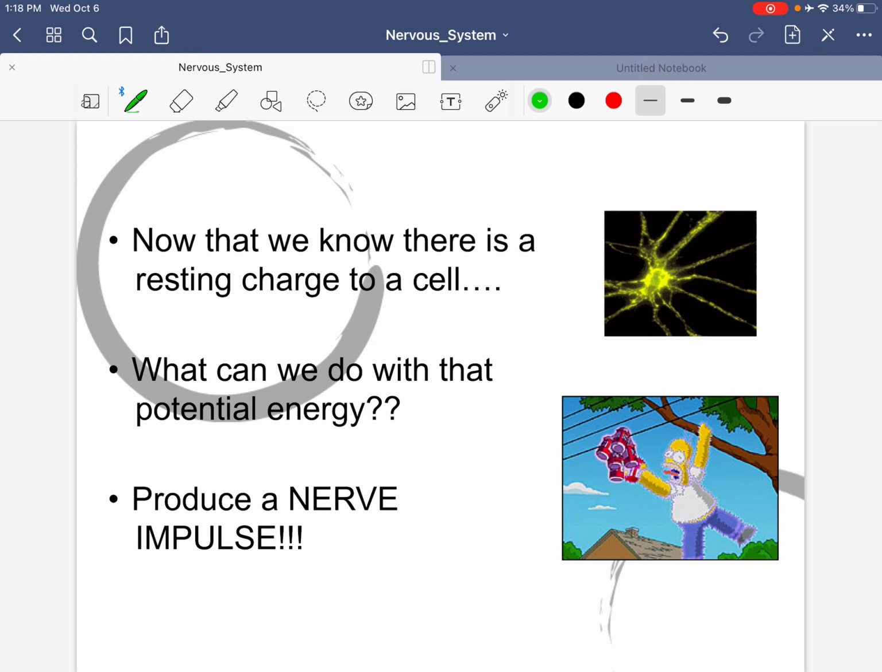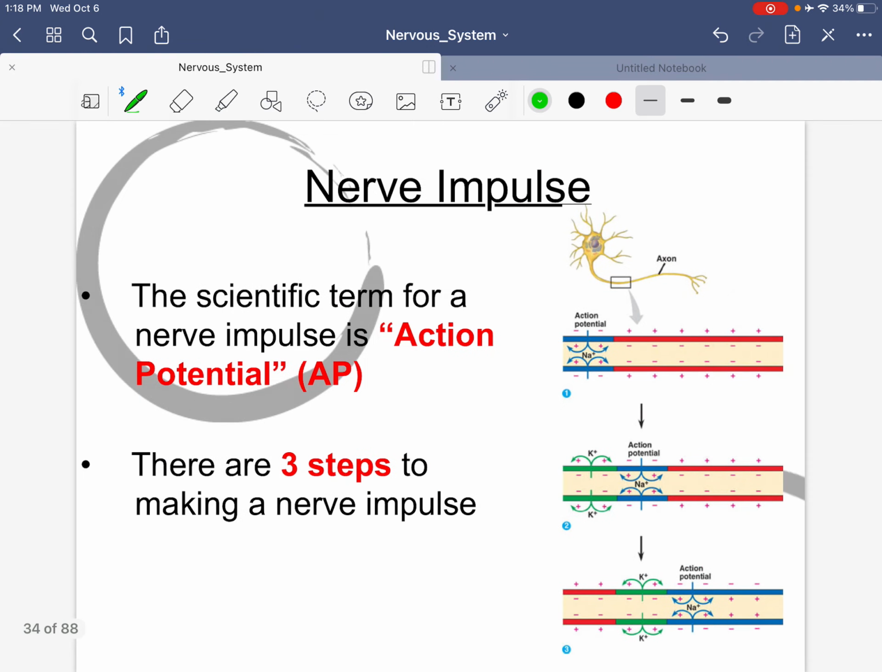All right. So now that we understand what the resting membrane potential is, we understand how we get there by the flow of ions. Let's take it to the next step. Now let's say we want to use that potential energy and no longer have the nerve cell at rest, and we want to make a nerve impulse.